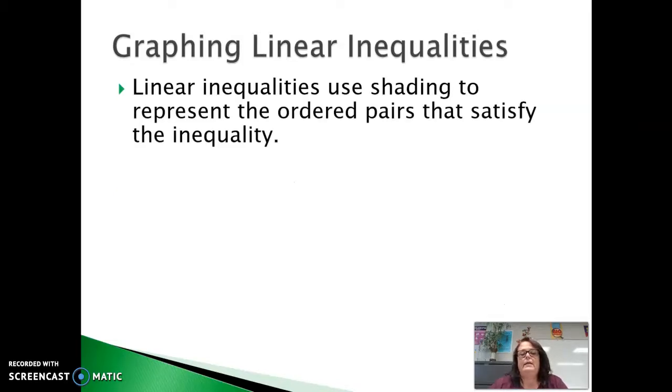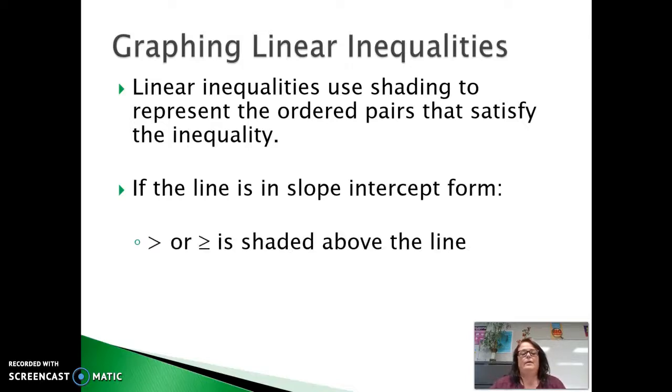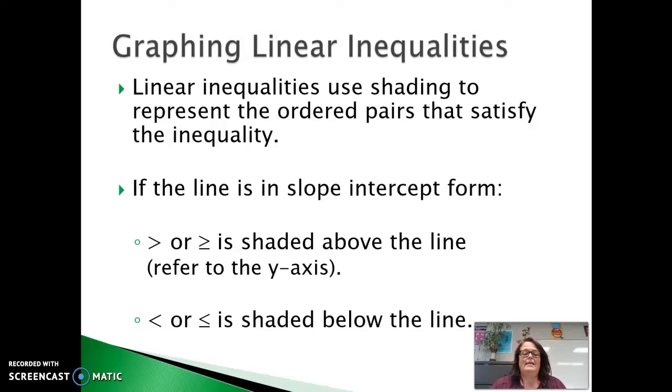So linear inequalities use shading to represent the ordered pairs that satisfy the inequalities. So if we say y has to be greater than x plus 2, all the shading above the line are points that make y bigger than x plus 2. If the line is in slope-intercept form and you have greater than or equal to, we're going to shade above the line. You can refer to the y-axis, looking at the y-intercept and shading above from there. And if it's less than or equal to, then we're going to shade below the line.